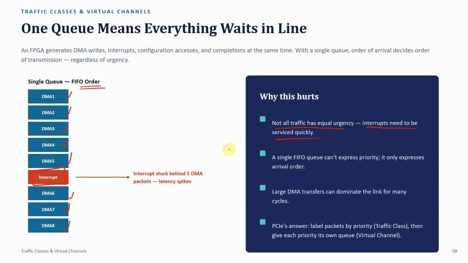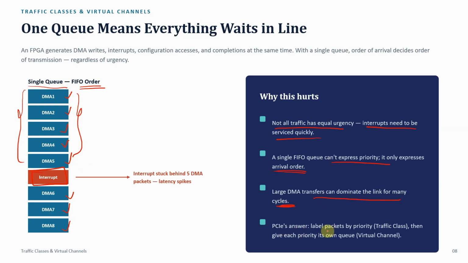Interrupts need to be served quickly. So let's say suppose the receiver has given an interrupt to the processor, but before the interrupt, this many packets are still pending. So this will take time to process, and the interrupt will be handled only afterwards if I follow a single queue. Okay, now what is going to happen? Interrupts should be served quickly, before this DMA. So a single FIFO queue can't express priority. It only expresses arrival order. So larger DMA transfers can dominate the link for many cycles.